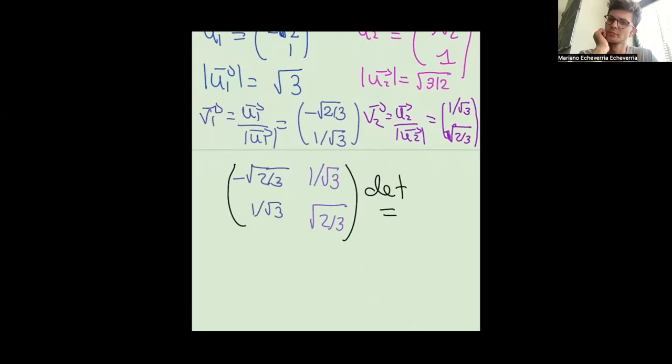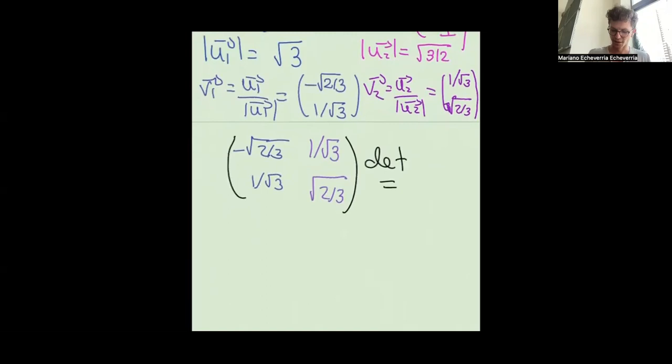Looks like a negative one. Yeah, it's going to be negative one. Perfect. So if you remember, I really want a rotation matrix. The only thing that's needed for it to be a rotation matrix instead of just a general orthogonal matrix is that a rotation matrix is one that has determinant one.